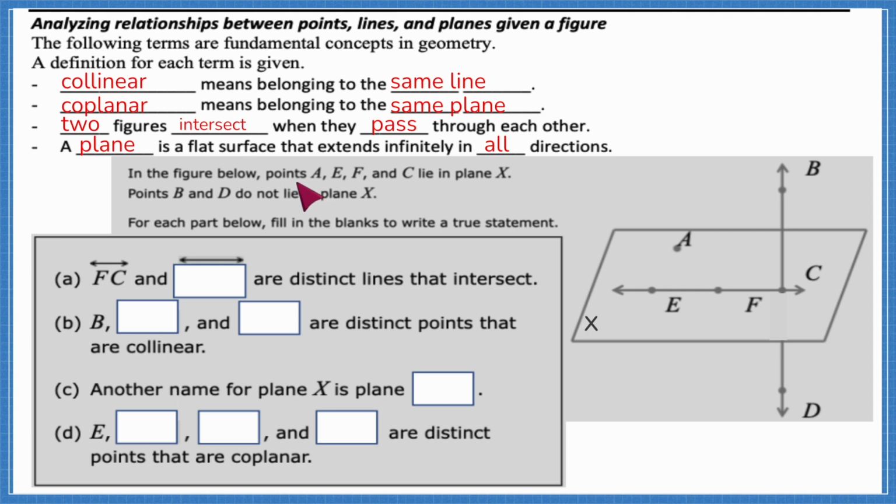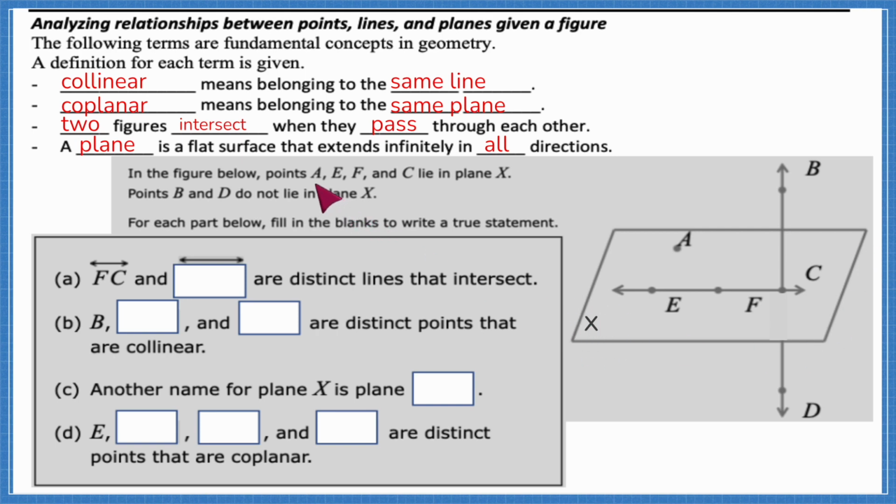Okay, so in the figure below, points A, E, F, and C lie in plane X. This is one way that they name a plane: they'll put a letter in the corner. It doesn't matter what corner they put it in. It'll be all by itself, though. There's no other shape next to it. You don't see a dot here or anything like that. It's just a letter by itself in the corner. That's the name of the plane. A lot of the time it's in a cursive-y writing, but this time it wasn't. That's okay as long as it's in the corner by itself.